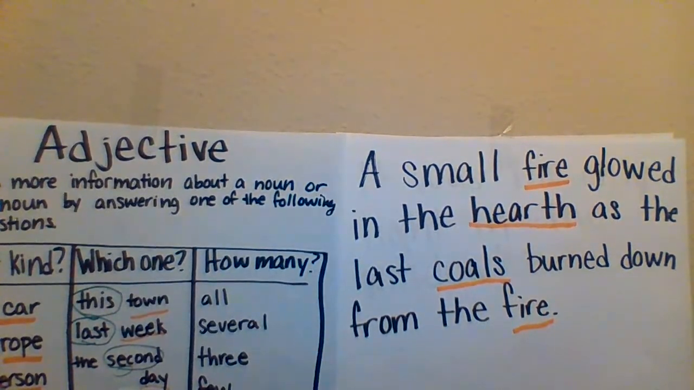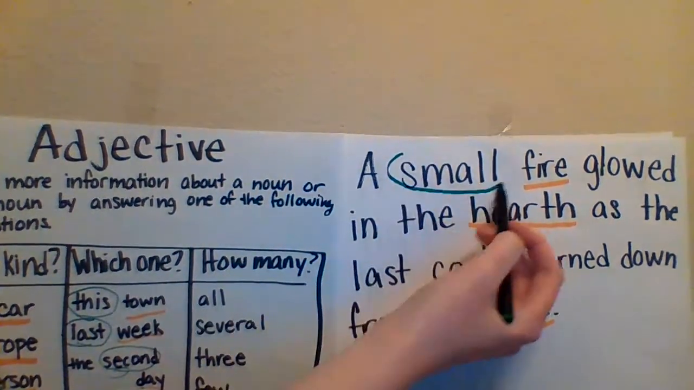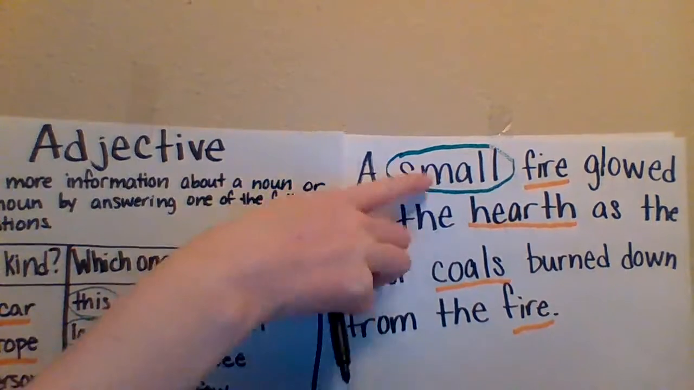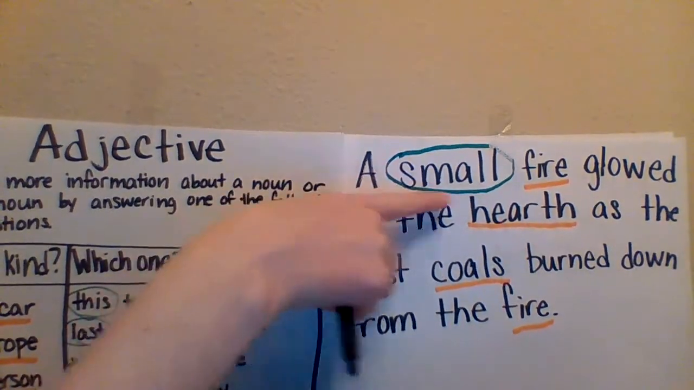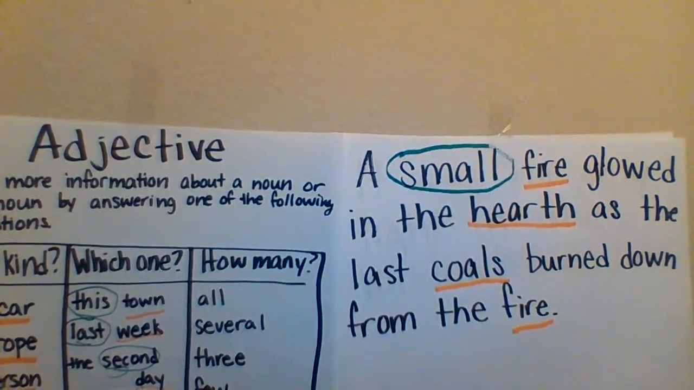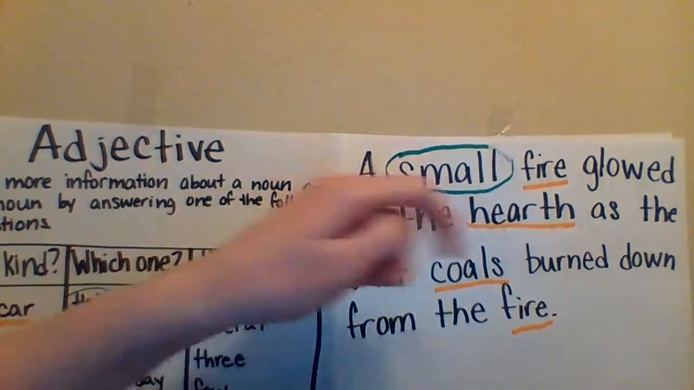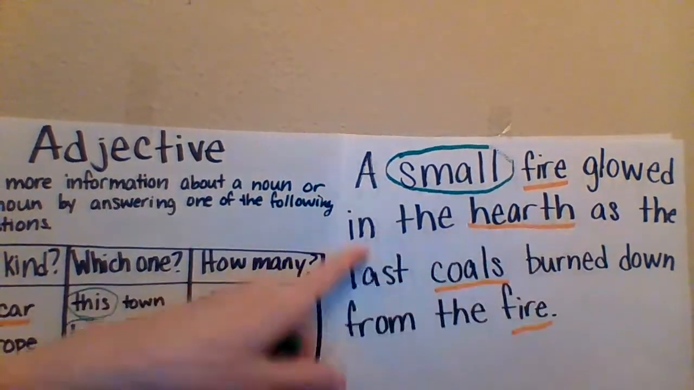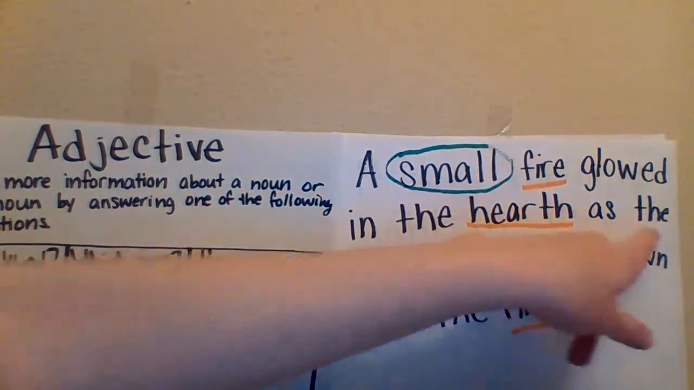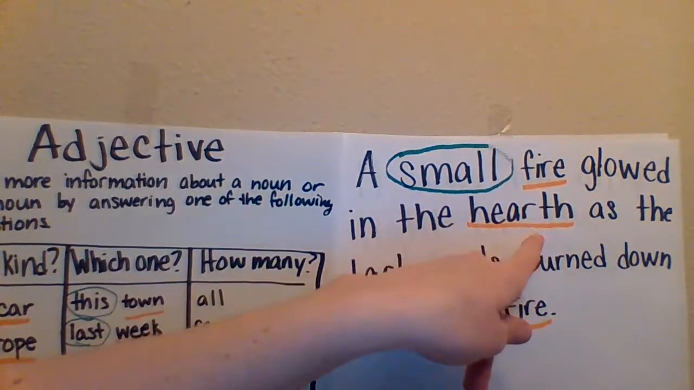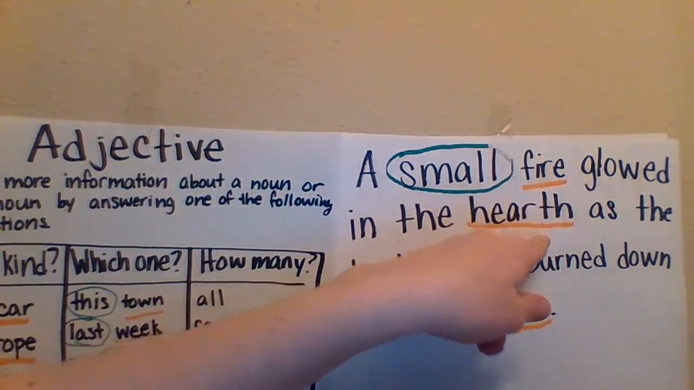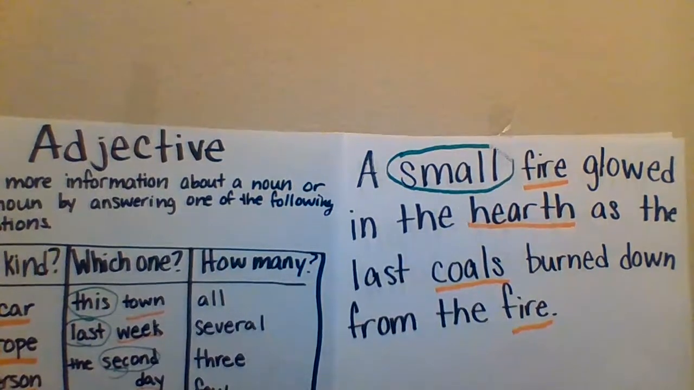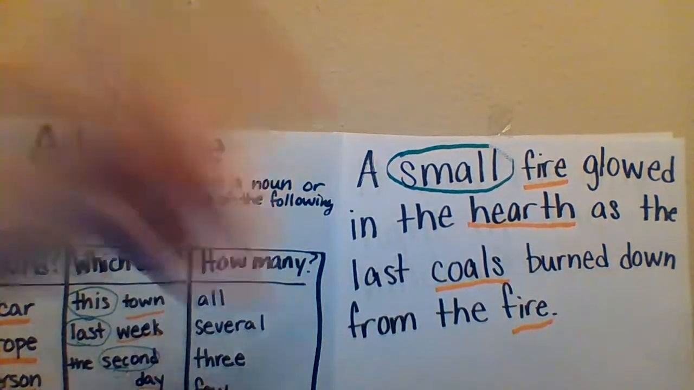And the first adjective we see is small. That answers the question of what kind of fire. Okay? A small fire glowed, that's a verb, in the hearth. This one doesn't have an adjective to go with it. There's nothing there describing the hearth. As the last coals, okay, let's stop there.